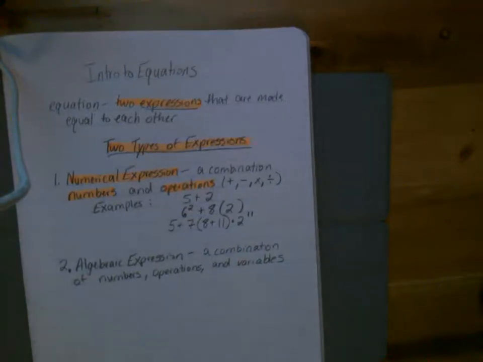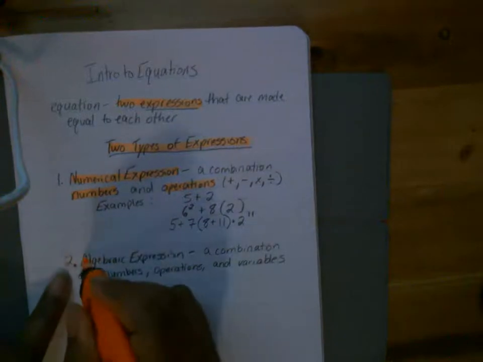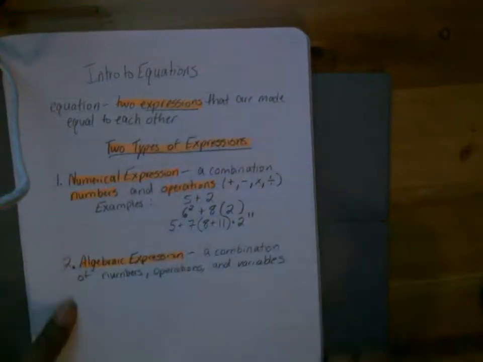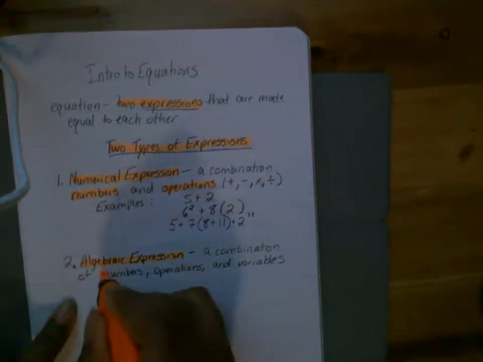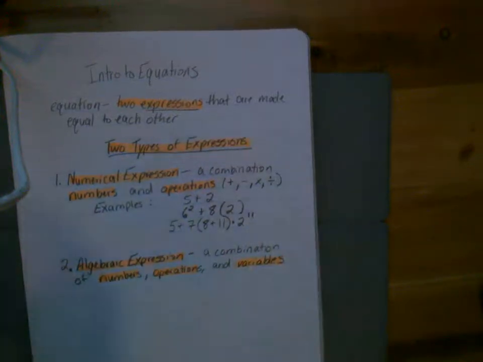So your numerical expression just has numbers and operations. Your algebraic expressions have numbers, operations, and variables. So algebraic, algebra, alphabet. Your algebraic expression is a combination of numbers, operations, and variables.